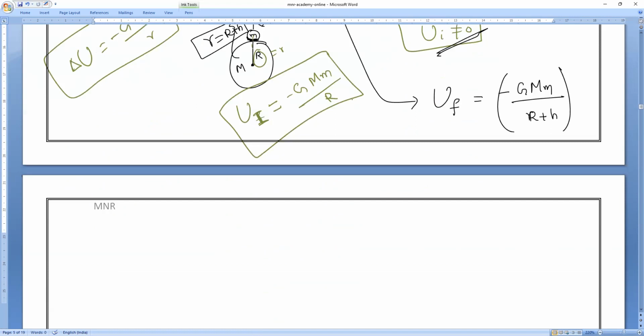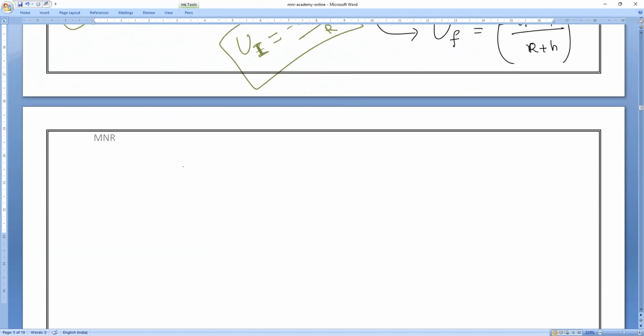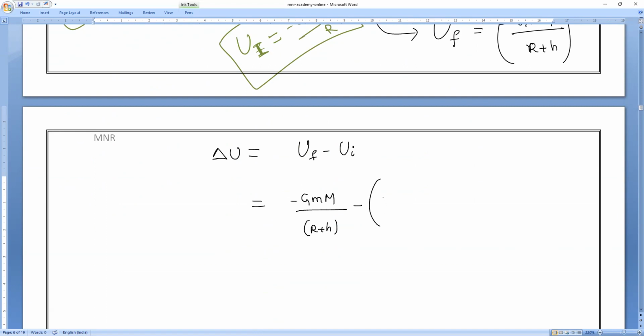Are you clear, everybody? Yes. So now we all know, what is the potential energy formula? Change in potential energy equals final potential energy minus initial potential energy. Final potential energy is minus G into small m into capital M divided by capital R plus h, and minus of initial potential energy, minus G into small m into capital M divided by R. So now you can see minus G m M divided by R plus h. Now minus of minus will become plus, plus small m into capital M divided by R.